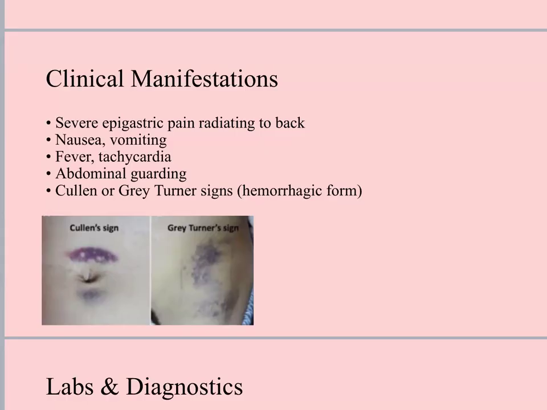The nausea and vomiting occurs because the pancreas is so close to the stomach and the duodenum. And when the pancreatic enzymes are released, and the inflammatory mediators are released, then it just irritates both of those. So people usually are just vomiting and vomiting and vomiting, and they get no relief from it.